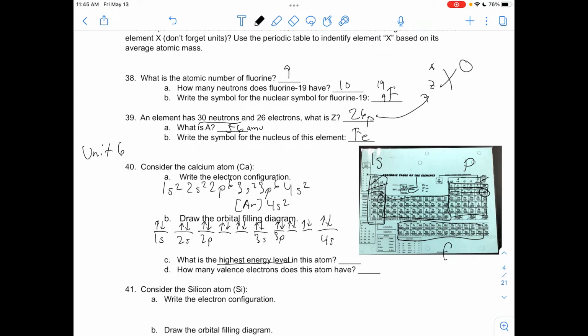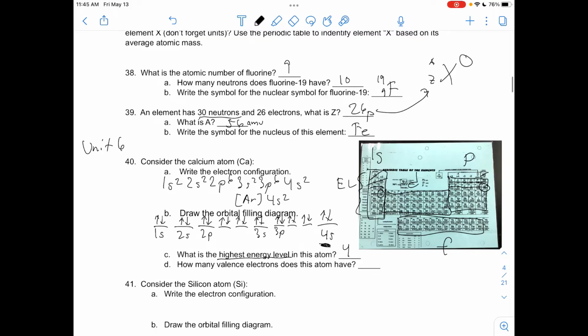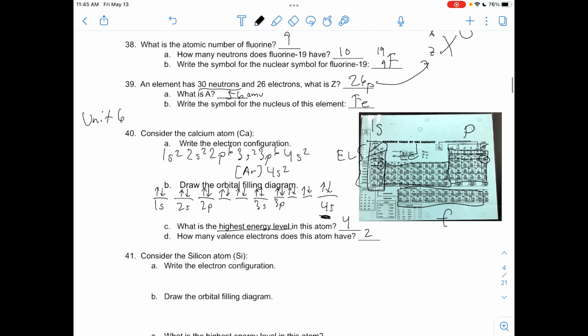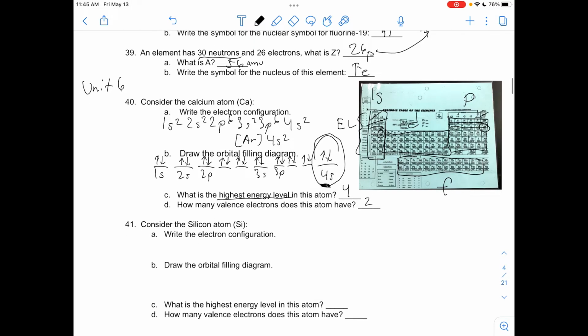The highest energy level refers to which row it is. So this one has the highest energy level of 4. And how many valence electrons? Again, which column is it in? Calcium is in the second column to the left, so it has 2 valence electrons, 2 electrons on the outermost shell, which is this 4s orbital.